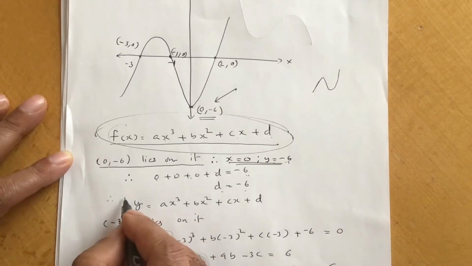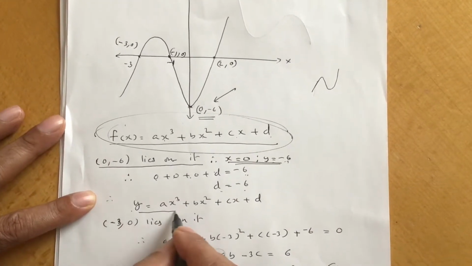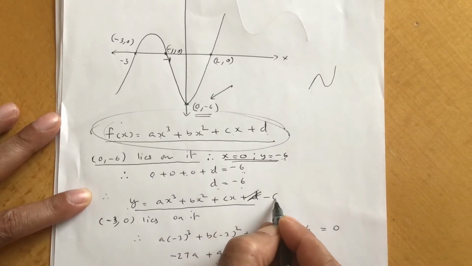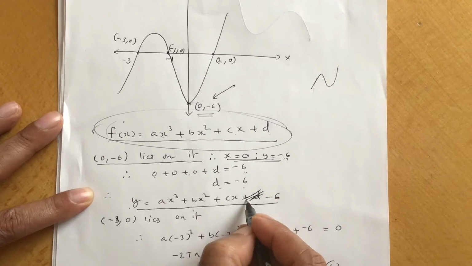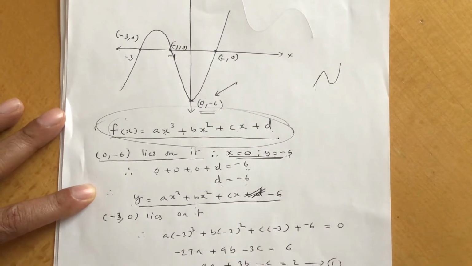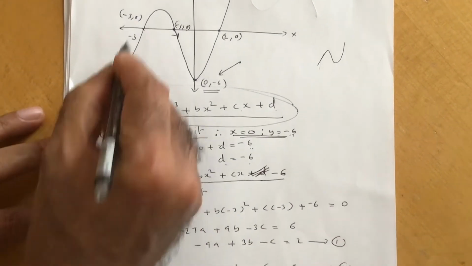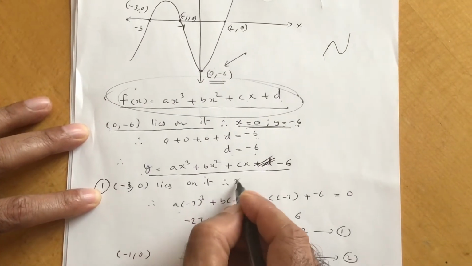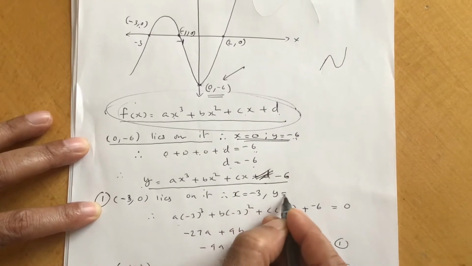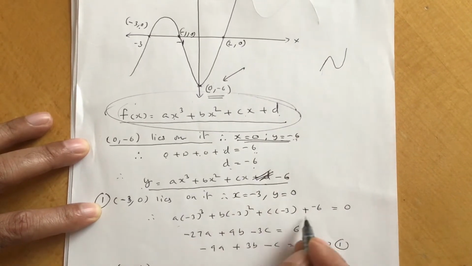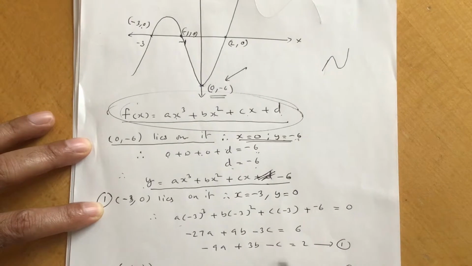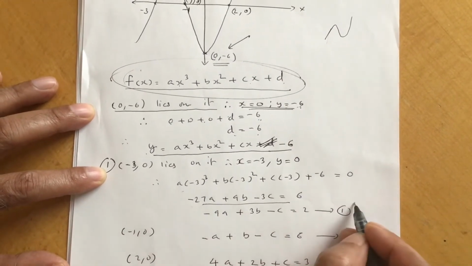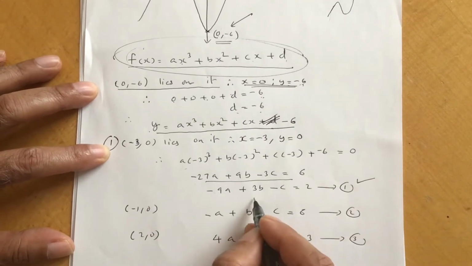So when I rewrite my function, it's going to be y is equal to, this is my original function, but I'm going to replace d with its value now, negative 6. So my equation is changed like this. Now we have the first point, which is negative 3 comma 0. So we say x is equal to negative 3 and y is equal to 0. I replace x by negative 3 and y by 0 into that. Simplify. This is the equation I get. And it's all divisible by 3, so I get it like that. So that's the first equation.